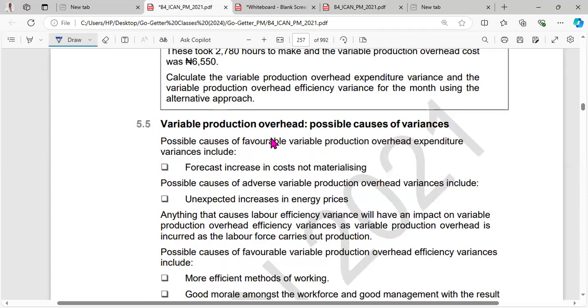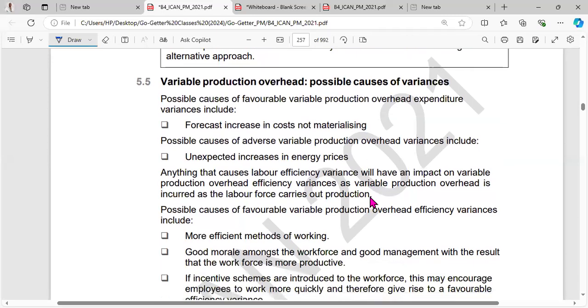Now, variable production overhead, we said possible causes: forecast increase in costs not materializing. So you increase your cost in your forecast, but it was not materializing. Wow, it's favorable for you. Then adverse could be an unexpected increase in energy prices. This is for expenditure variance.